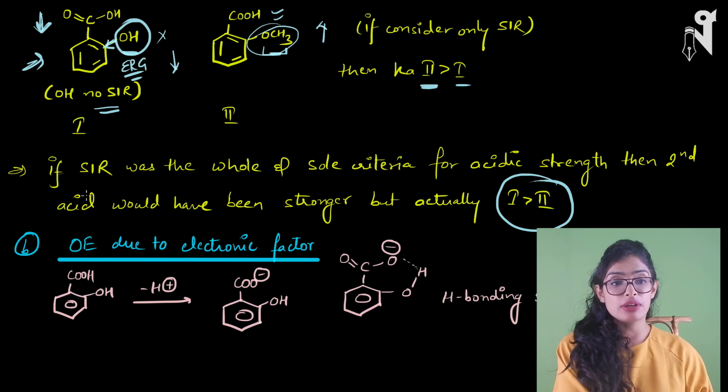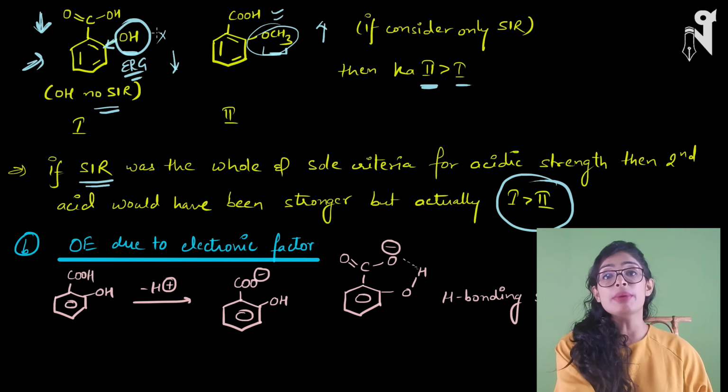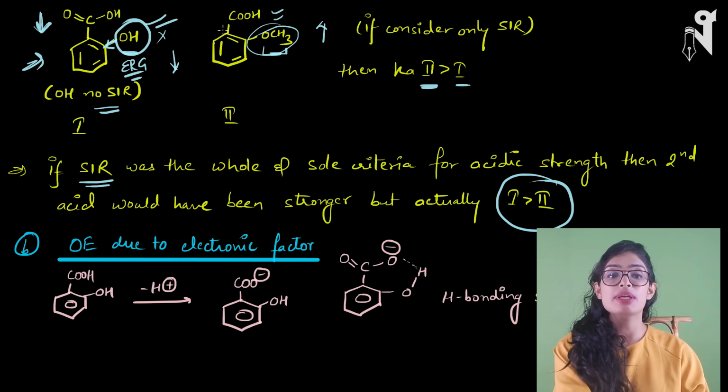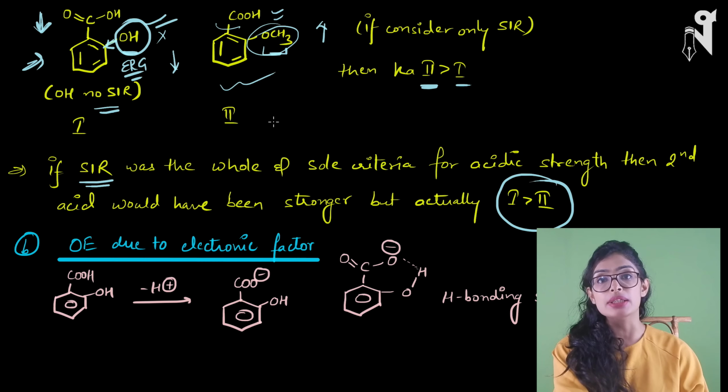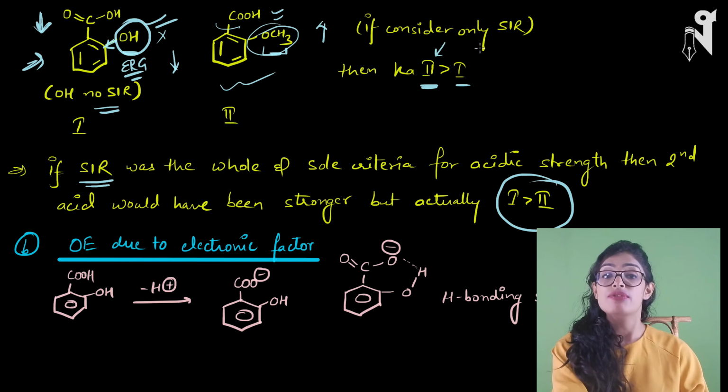According to SIR, if SIR was the only criteria, then OH doesn't participate in the SIR, but OCH3 does. So OH wouldn't make your COOH go out of the plane, and hence its acidic strength would be lesser due to its electron releasing effect, whereas OCH3 does participate in SIR and hence will make your COOH go out of the plane, and the acidic strength of this molecule will increase automatically. Right? So in that way, your acidic strength for second should be more than first, but the actual order is first is more acidic than second.